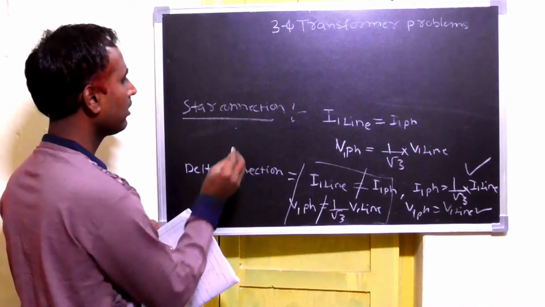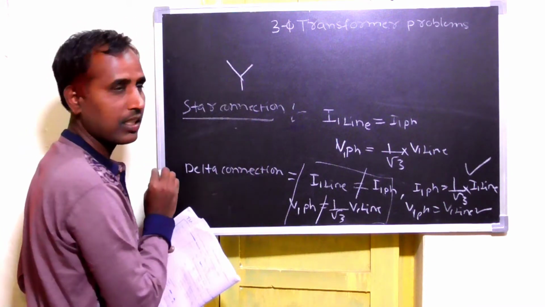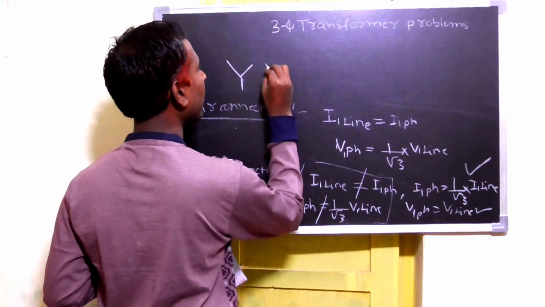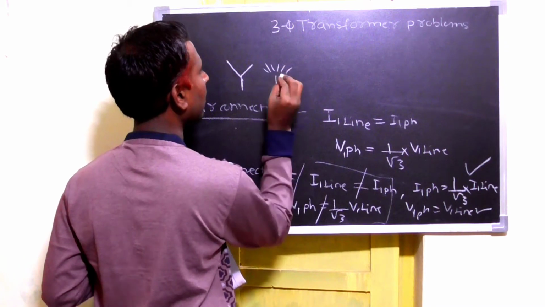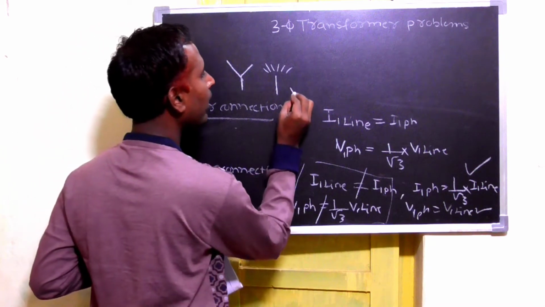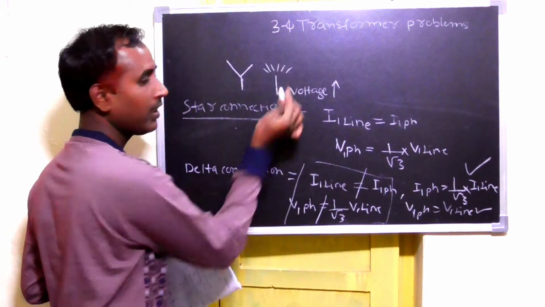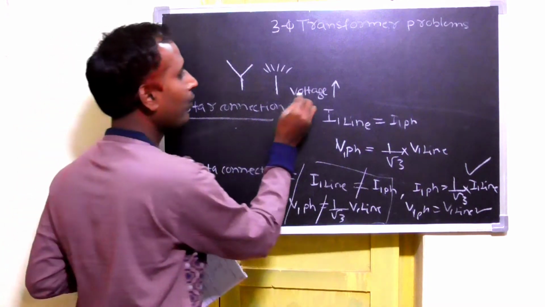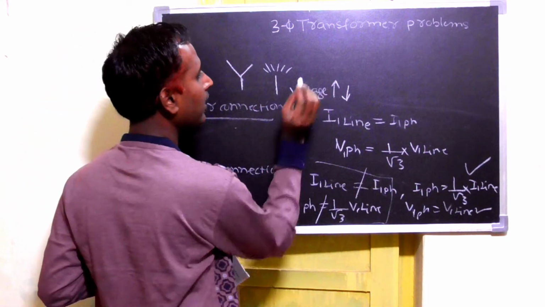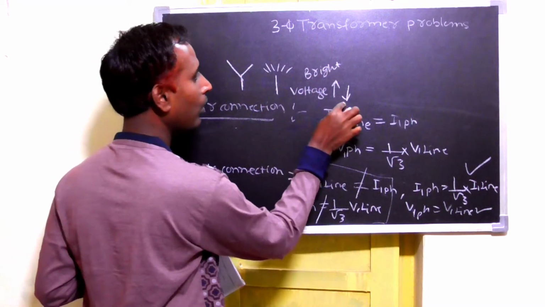Suppose in star connection, this is the star. The star is nothing but a lamp, a torchlight. If the voltage is high, the torchlight becomes bright. If the voltage is low, the torchlight is dim. When the voltage is high it is bright, and when the voltage is low it is dim.